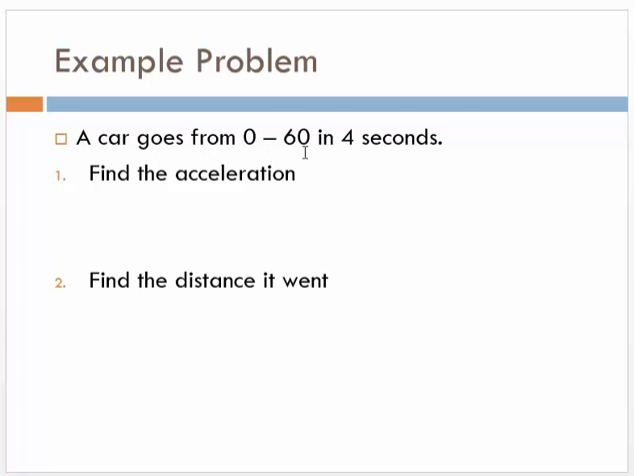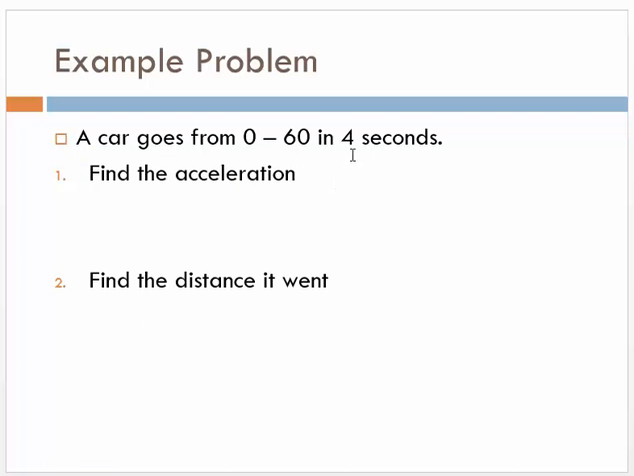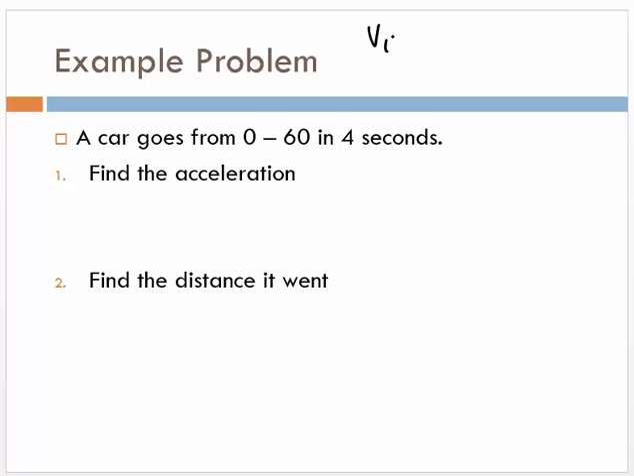Okay, a car goes from 0 to 60 in 4 seconds. Find the acceleration. Let's go back to our equations here. I want to find the acceleration. If I want to use the first one, then I've got to know time. I've got time. If I make my little chart and start putting what they give me: vi is 0, vf is 60, and time equals 4 seconds. I've got to find acceleration using time.